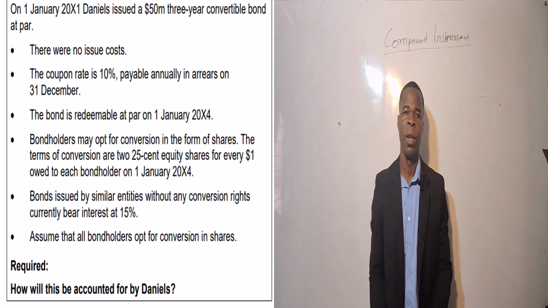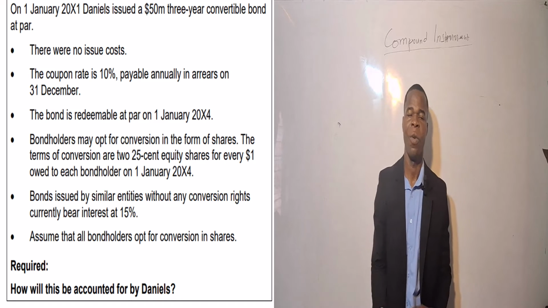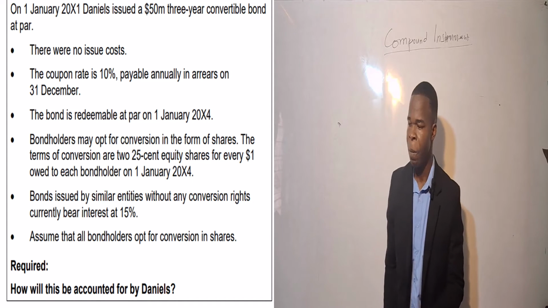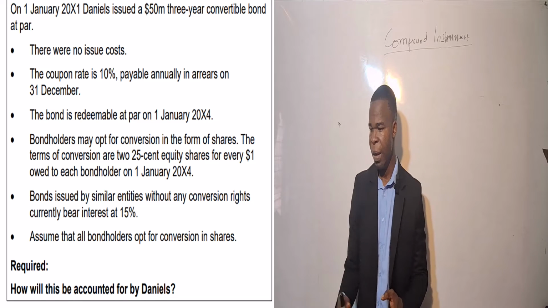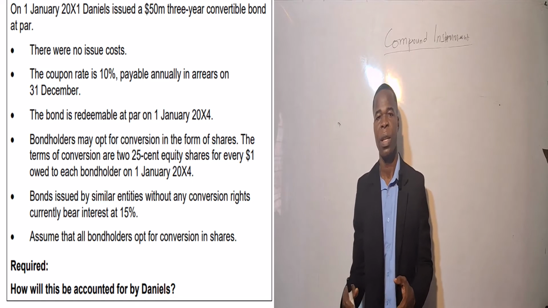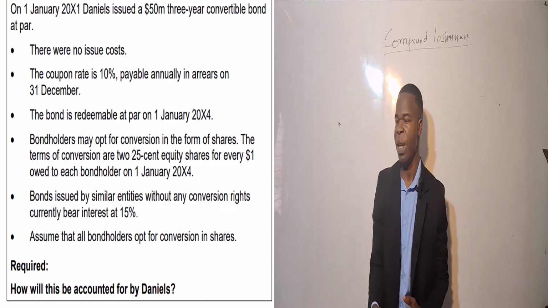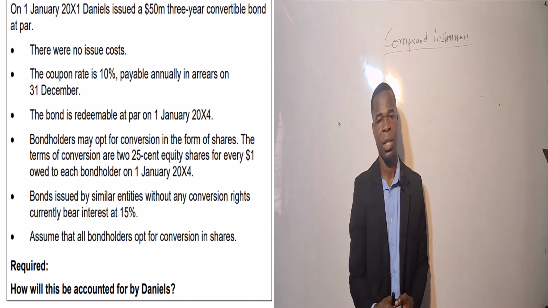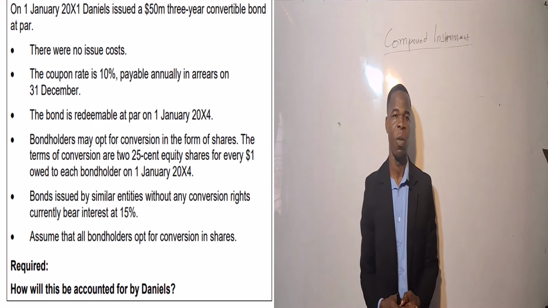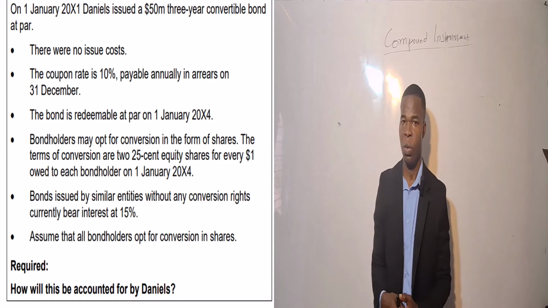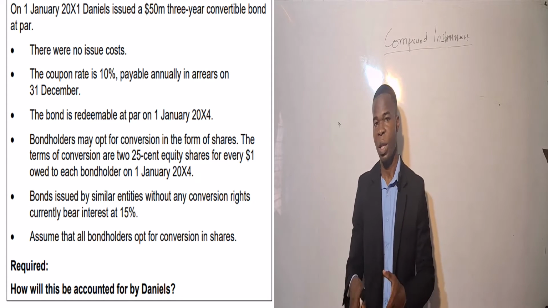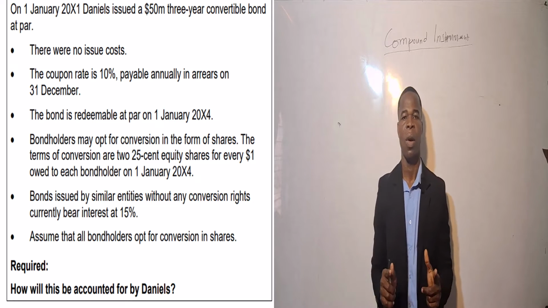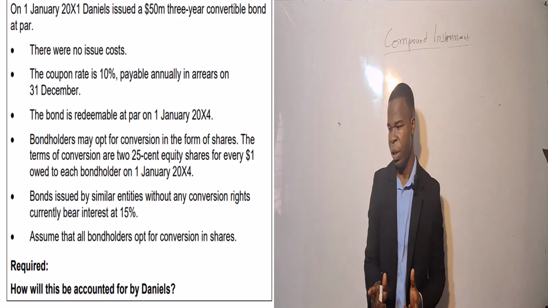Okay, so let's establish our understanding with the question on the screen. Here, on 1st January 2021, Daniels issued a 50 million 3-year convertible bond at par. So here Daniels is issuing a 3-year convertible bond at par. Don't forget what is being issued. Now let's look at the other components of the instrument.